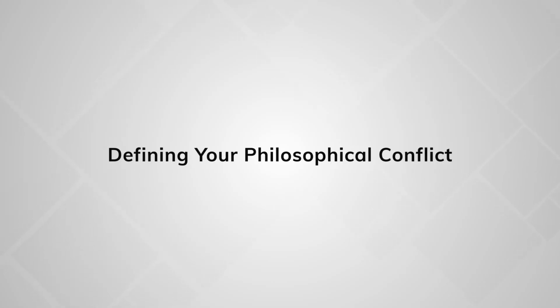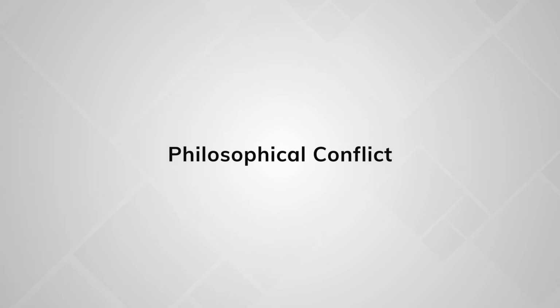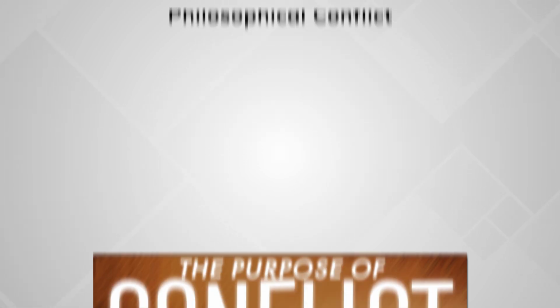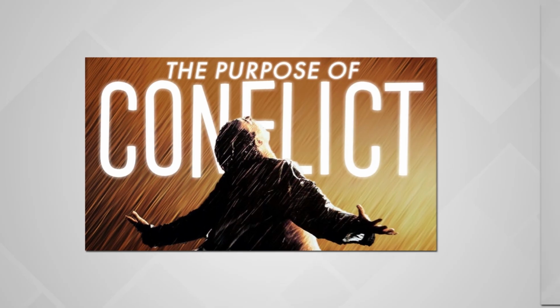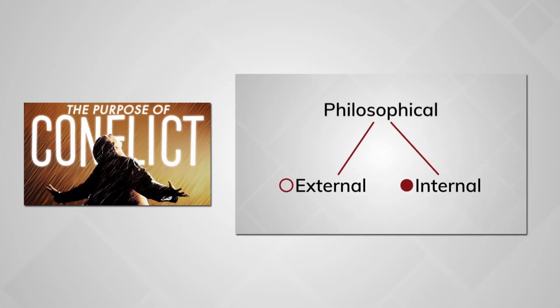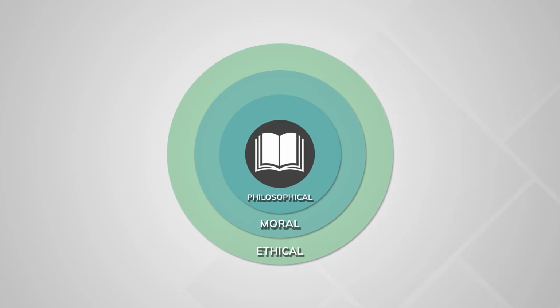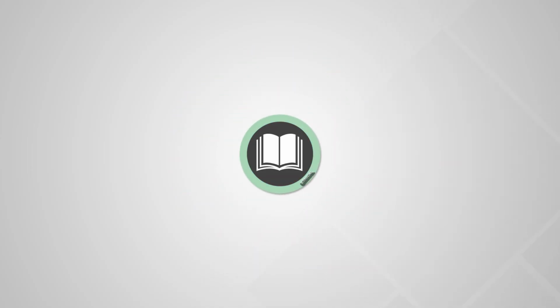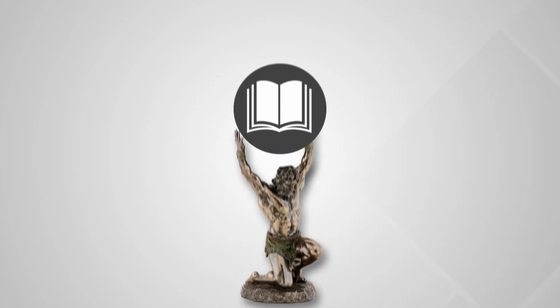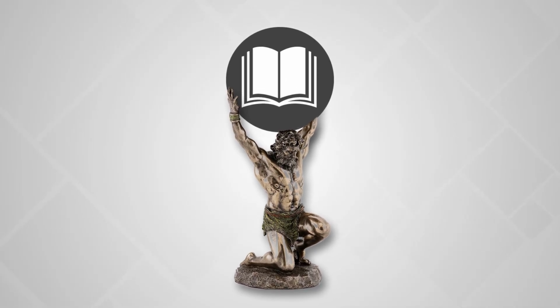Alright, so let's begin building the foundation of your story by defining your philosophical conflict. The first thing you need to build out is your philosophical conflict. Remember my video on the purpose of conflict? In that video, I explain philosophical conflict, how it works, and why it's important for your story. As a quick refresher, philosophical conflict is the different philosophical, moral, or ethical beliefs that are in conflict within your story. Like I explained in the purpose of conflict video, philosophical conflict is the backbone of storytelling, and it should be the backbone of your story.